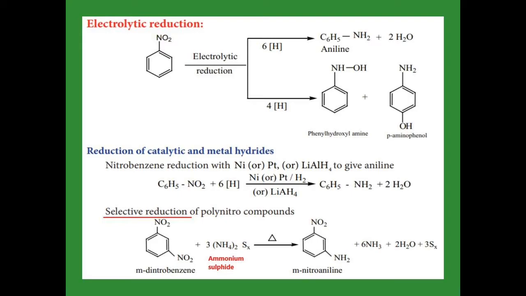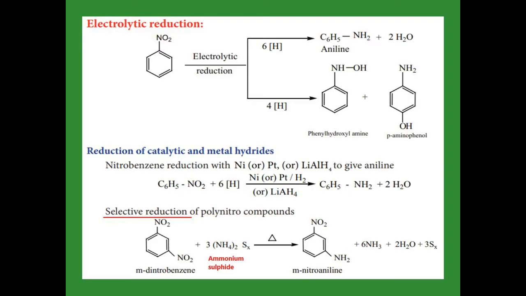Then in another path, 4 hydrogen is added. In that one, with 4 hydrogen only one oxygen is removed, so it combines with 2 hydrogen and gives 1 mole of water, and the remaining 2 hydrogen is added to the nitrobenzene. We get phenyl hydroxylamine. The phenyl hydroxylamine is one of the products, and for another product, the OH is shifted to the para position during this electrolysis, so that we get para-aminophenol as the other product.